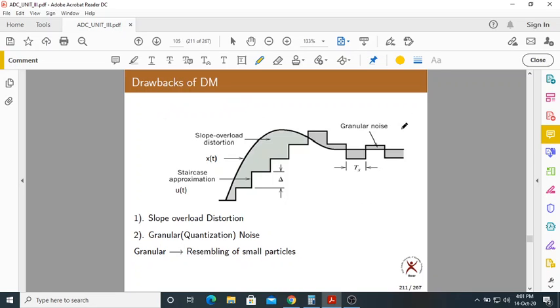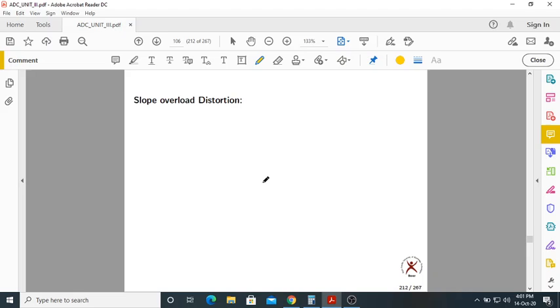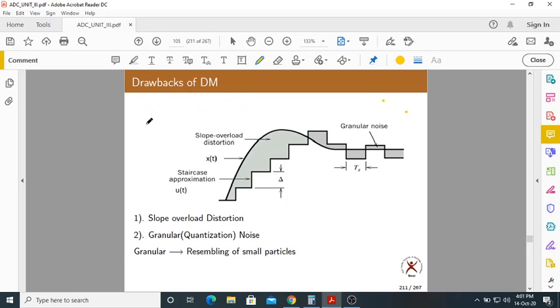So obviously, what is the remedy? As I told you, the reason is that here the slope of the analog signal is more than the slope of the staircase. So we have to increase the slope of the staircase. What is the slope of the staircase? As I told in the last class, delta by Ts.